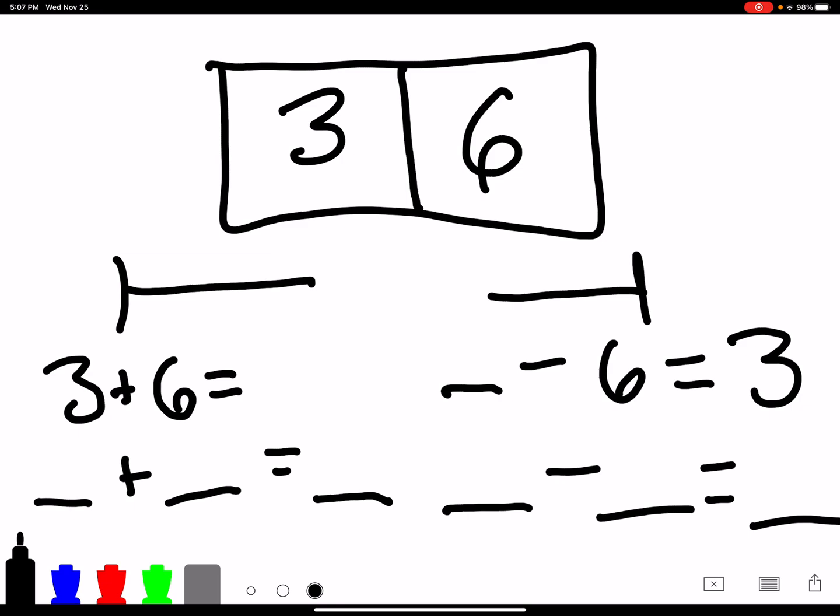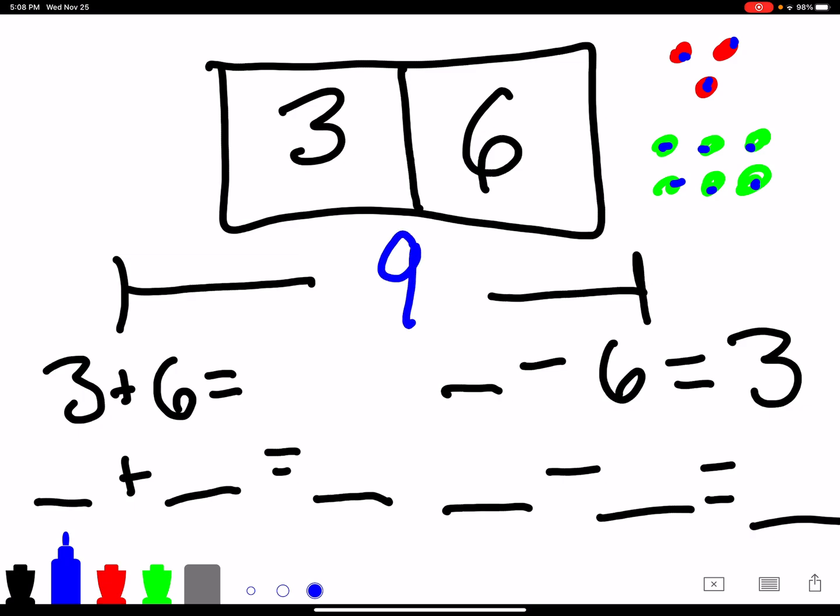And since we don't have a lot of room, I'm going to do the dot number counting method. So we have 1, 2, 3 in the first box, right? And then we have 1, 2, 3, 4, 5, 6. We have 6. So if we want to count the total dots we have, that would equal our whole. 1, 2, 3, 4, 5, 6, 7, 8, 9. We have 9. So I'm going to put 9 as our whole, and then our first equation is 3 plus 6 equals 9.